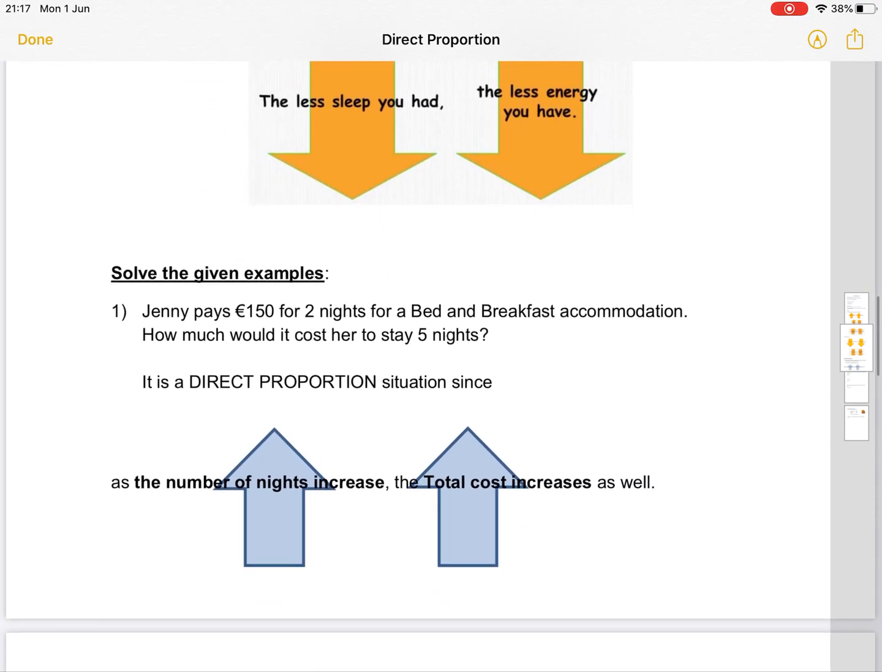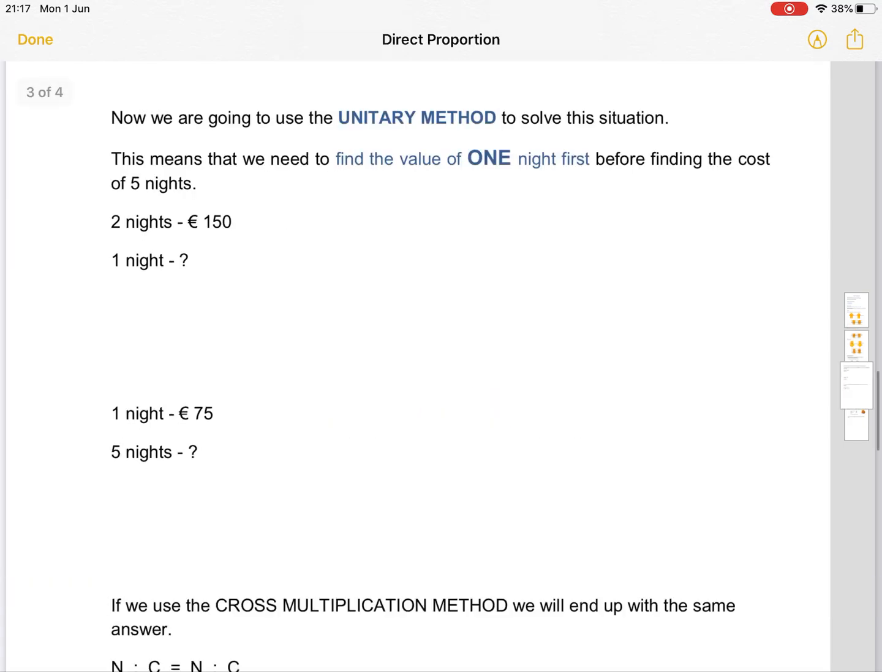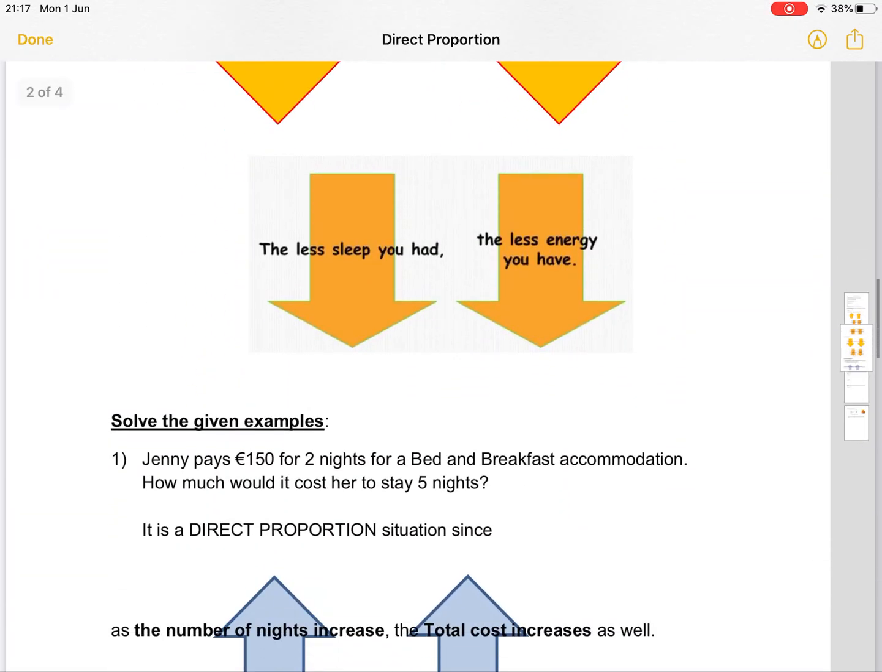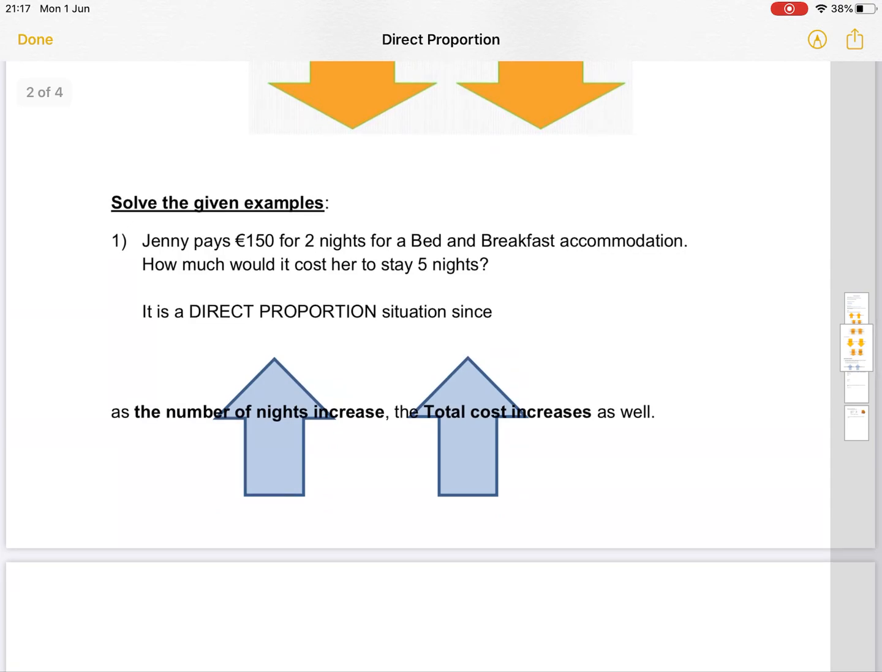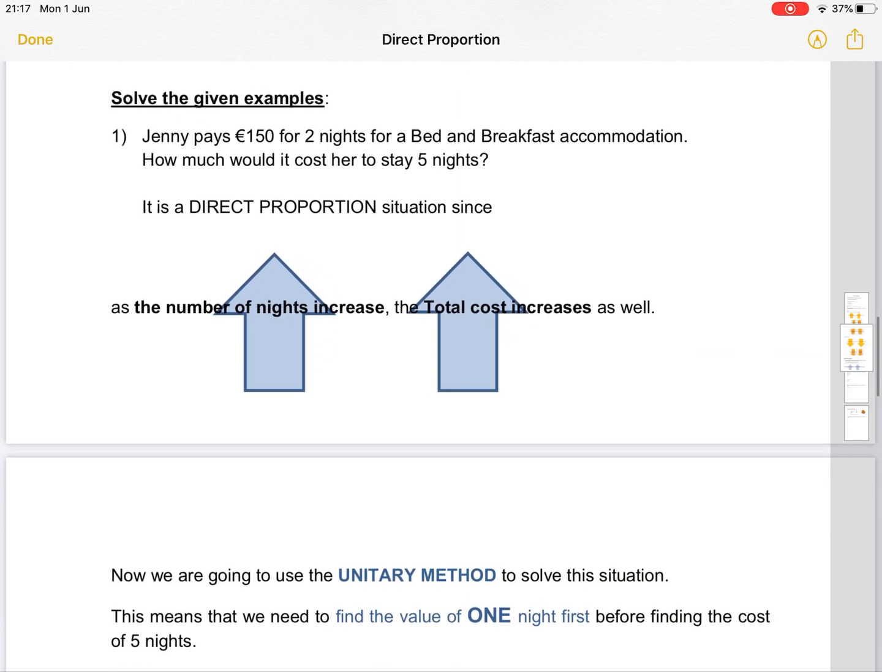Now, let's try to solve two examples, all right? So in the first example, we have Jenny paying 150 euro for 2 nights for a bed and breakfast accommodation. How much would it cost her to stay 5 nights at this accommodation? So, is it a direct proportion? If you increase the number of nights, would the total cost increase? Yes. So, as the number of nights increase, the total cost increases. If the number of nights decrease, then the total cost decreases as well. So it is a case of direct proportion, okay?